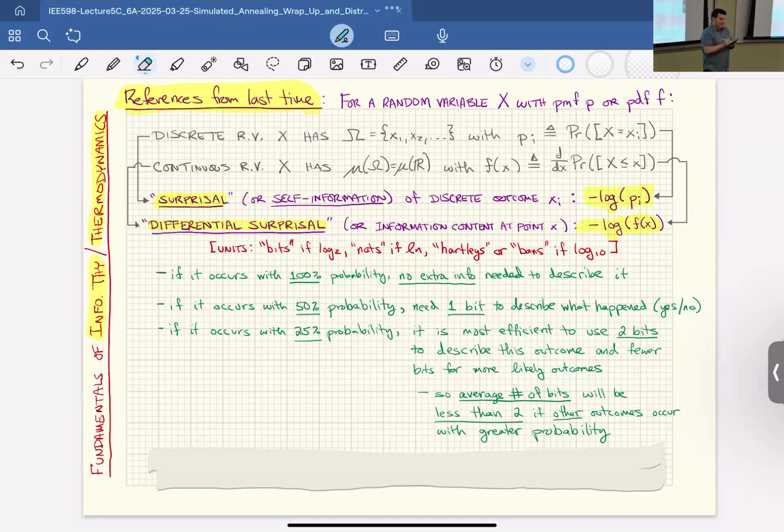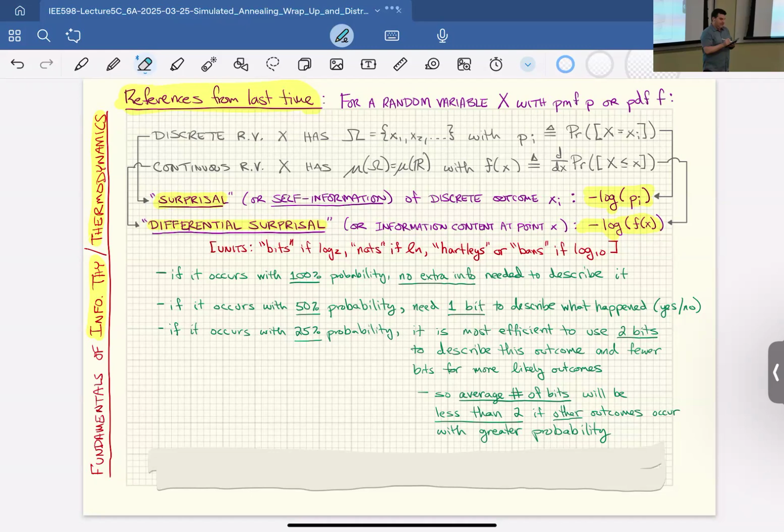Well, if it happens with 25% probability, then if I want to communicate what actually happened, it's most efficient for me to use 2 bits to describe this outcome and fewer bits for more likely outcomes. As an example, if there are 2 outcomes, one that happens with 25% probability, the other with 75% probability, then somehow that should be less surprising on average than the system where both outcomes are 50%.